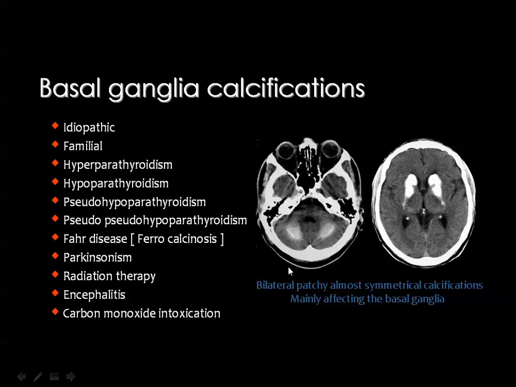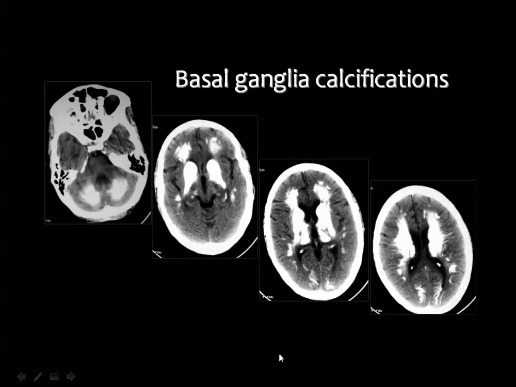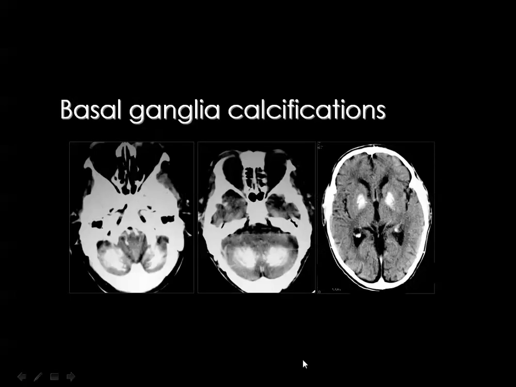This is a good example of bilateral, almost symmetrical basal ganglia calcification affecting the head of the caudate nucleus, the lentiform nucleus on both sides, and also the dentate nuclei in the cerebellum. And you know the dentate nuclei belong also to the basal ganglia. And this is another example showing extensive basal ganglia calcification affecting the dentate nuclei, the lentiform, and the caudate nuclei, with extension of calcium into the cerebral hemispheres in the frontal and in the parietal areas as well.